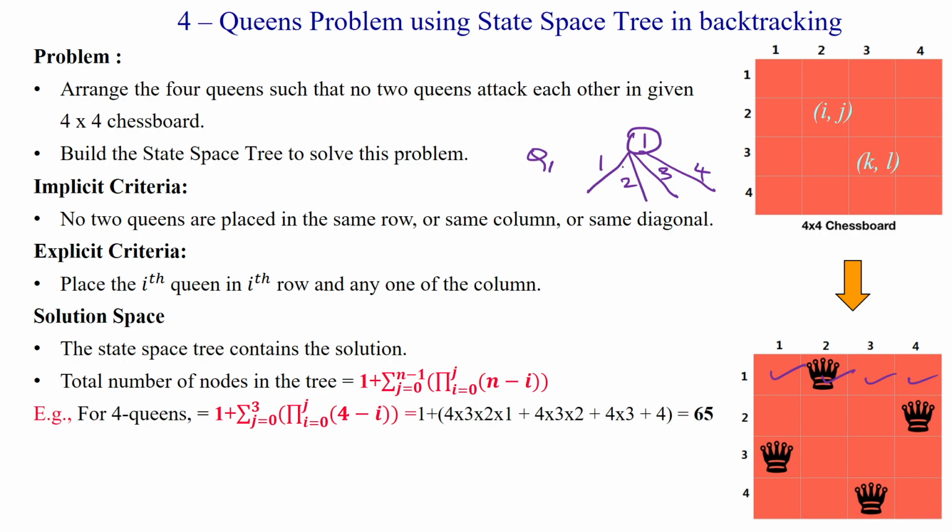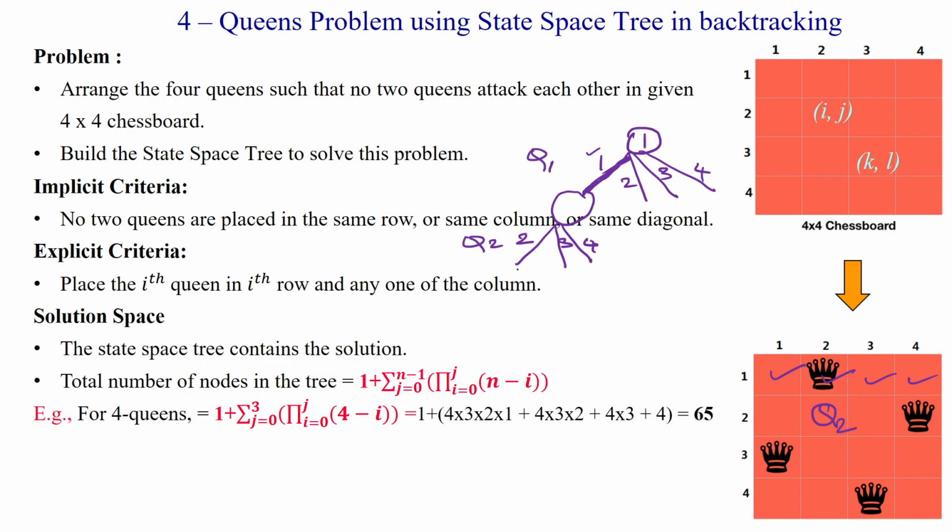Suppose you select the path branch 1, then in the next level I am going to place queen 2. When you are placing queen 2 here, we have already placed queen 1 in the first column, right? Then you cannot select the first column for queen 2. So there are three options: queen 2 can be placed in the second column, or third column, or fourth column. Now you see, assume queen 2 is placed in the second column here.